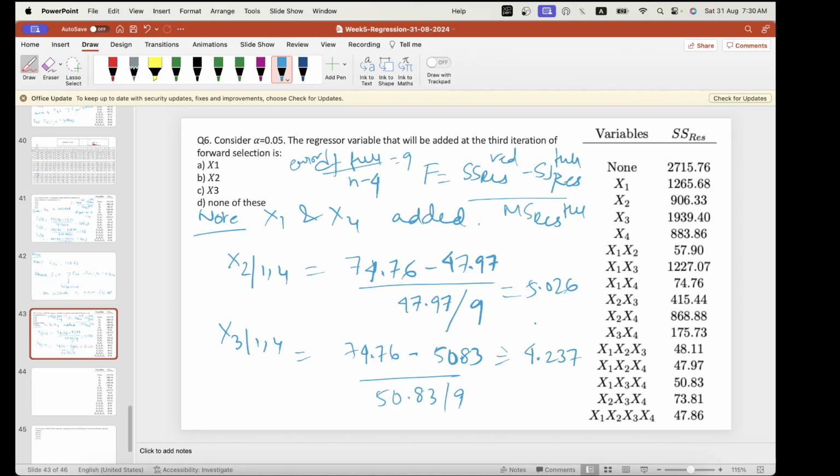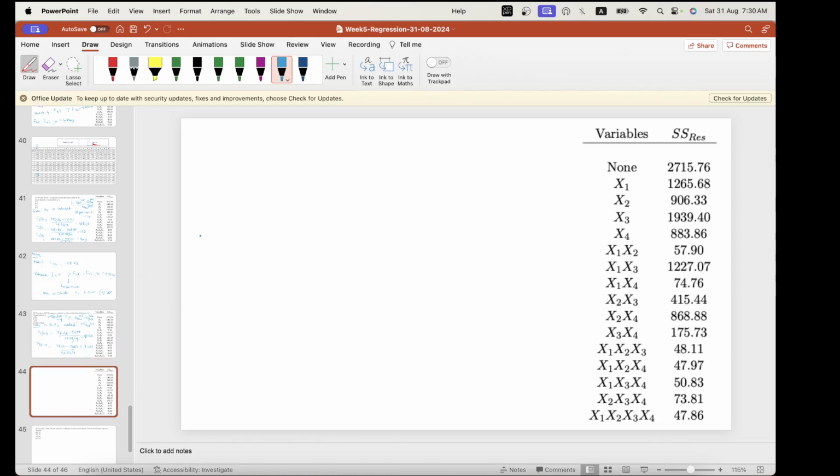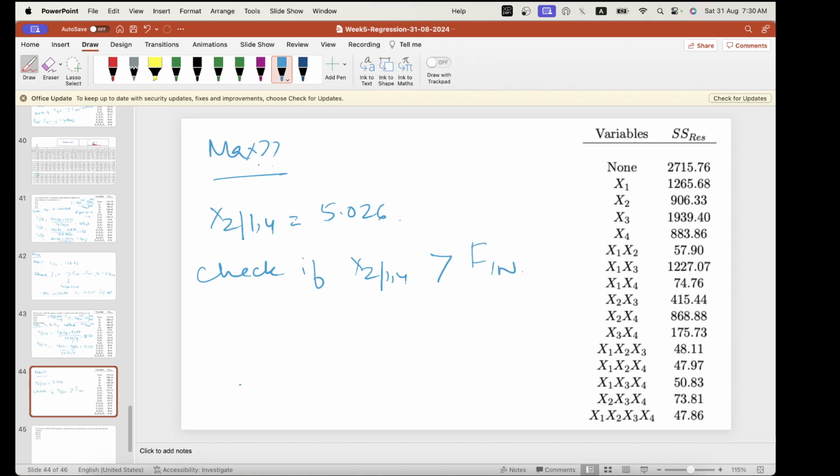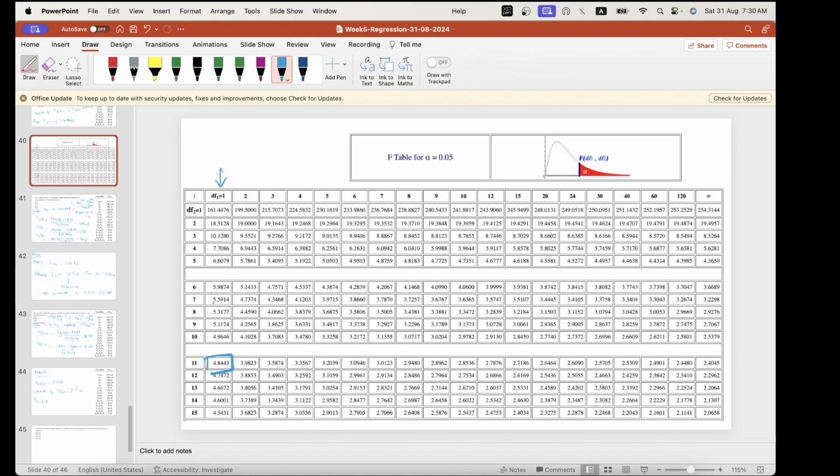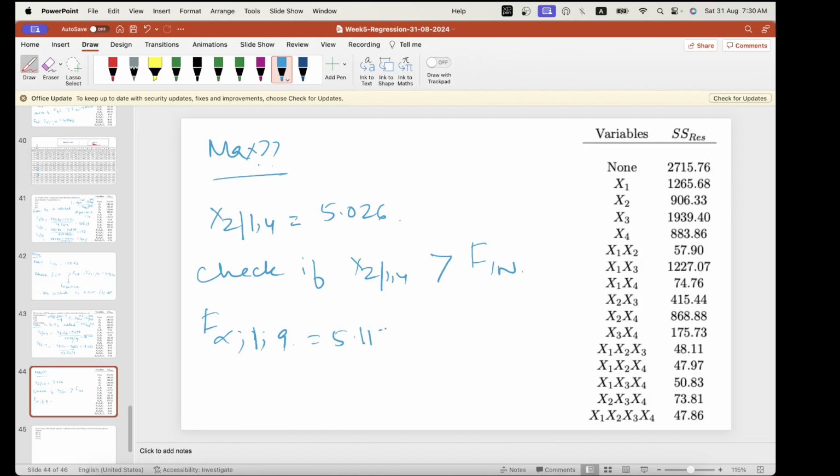Now the third one is this one, 5.026. So then here the next step is to find out the maximum. So maximum of these two is x2 given 1, 4, that is 5.026. Now we have to check if x2 given 1, 4 is exceeding the F-in criteria, which is F alpha 1, 9, because this is the error df. Okay, so let us just find out from here. That is 5.1174, right? Now this criteria is not matching, so this is false, and hence we stop.